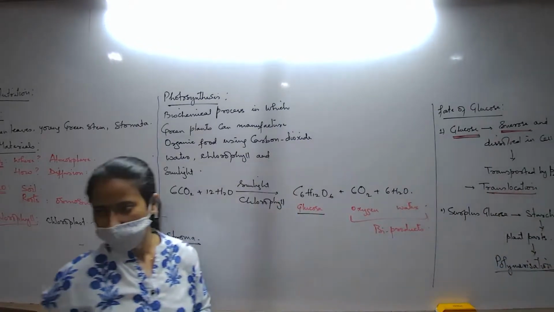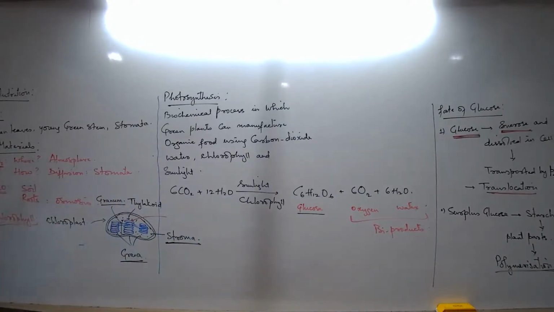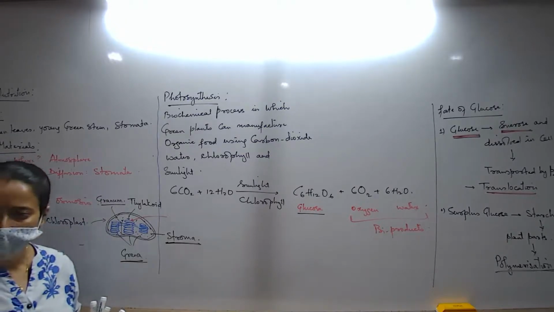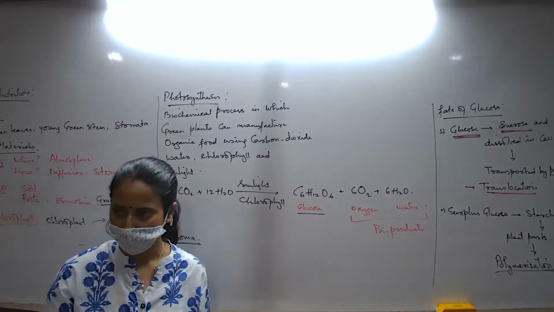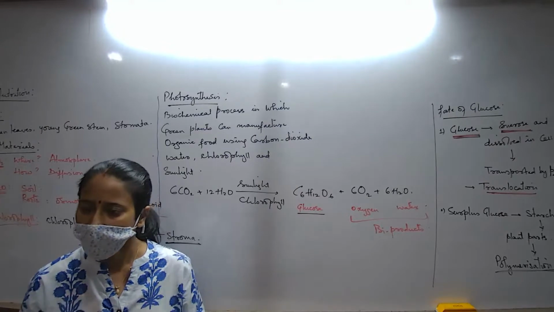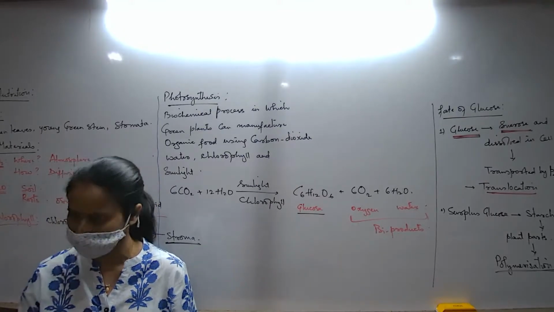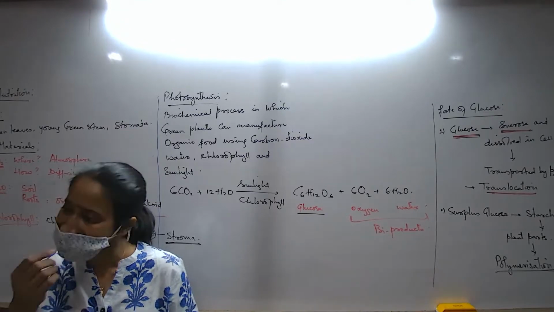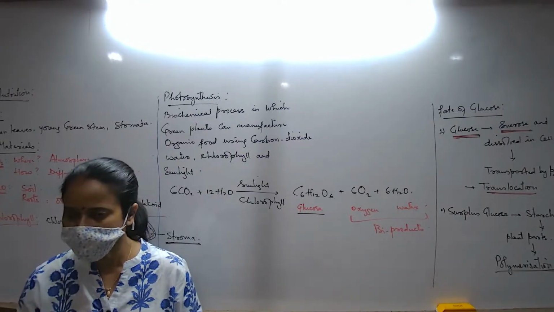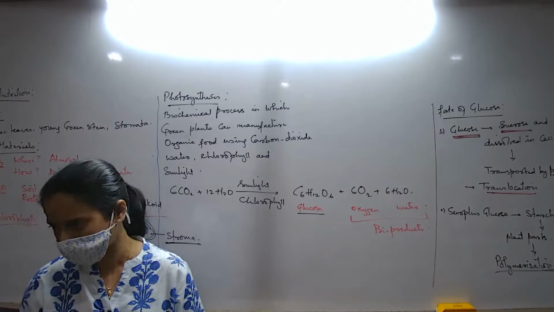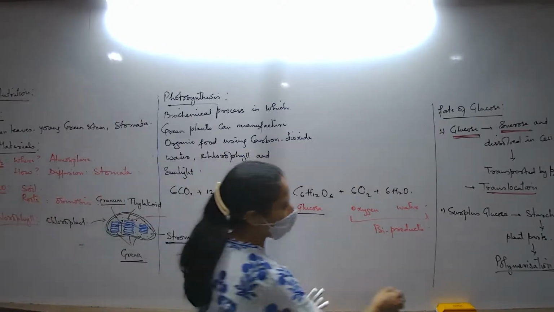So what is the fate of glucose? A major fraction is distributed by the phloem to different plant parts, and a smaller fraction is stored in the plant parts to be used later. Where are they stored? It can be in the flower, fruit, seed, stem. In what form? Starch. What is this process called? Polymerization.